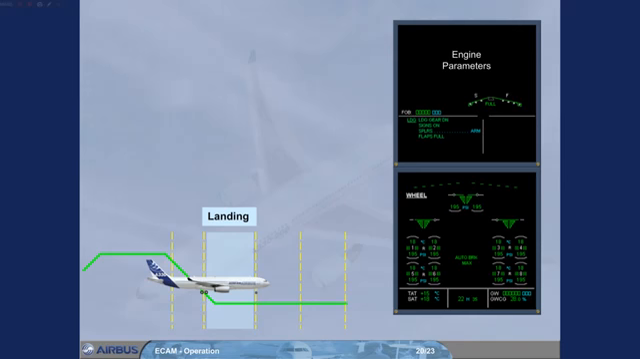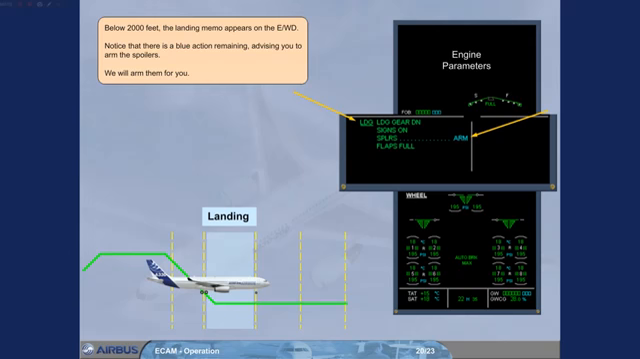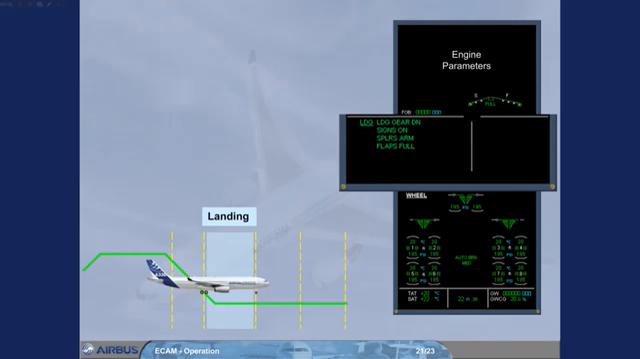Below 2,000 feet, the landing memo appears on the engine warning display. Notice that there is a blue action remaining, advising you to arm the spoilers. We will arm them for you. The blue action line is replaced by a green action completed indication. Notice that there are now no blue action lines outstanding.